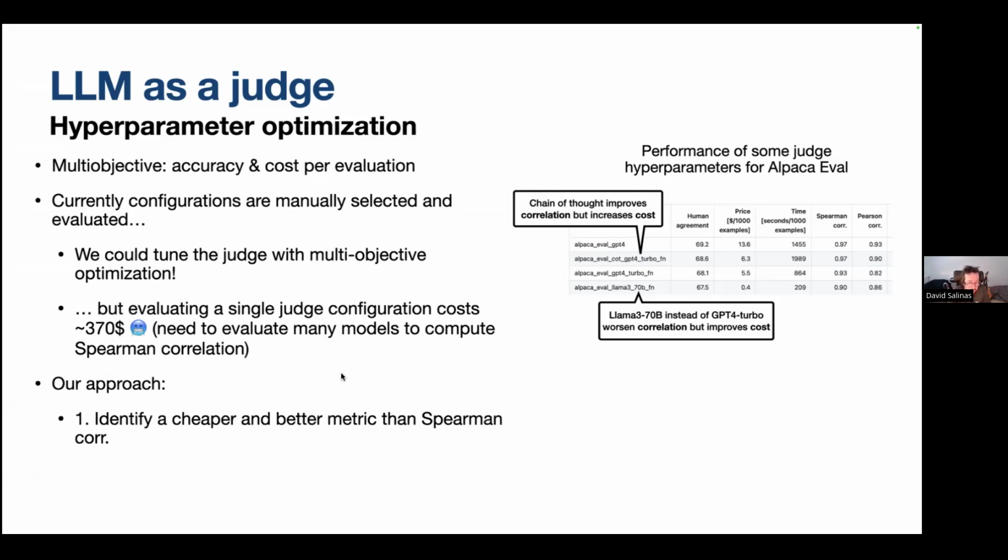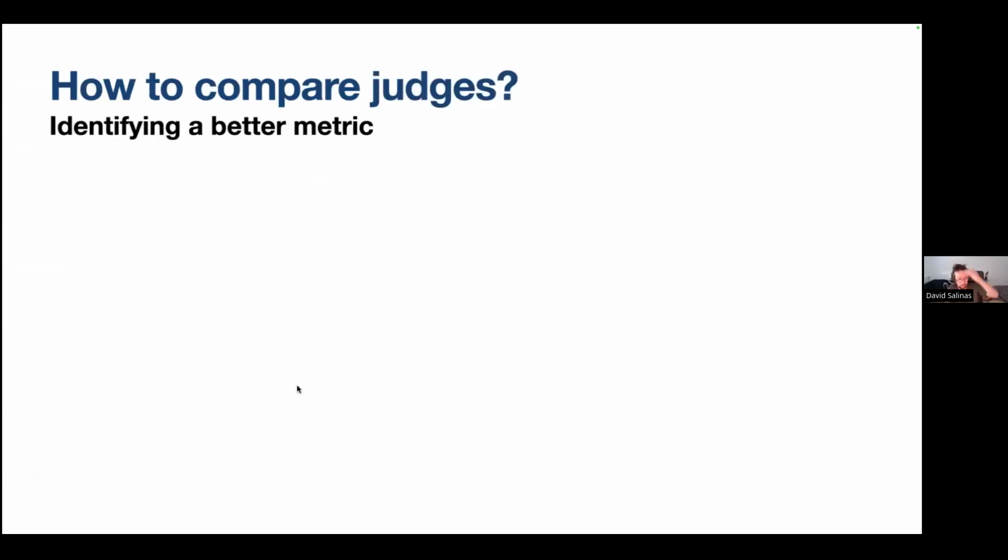So what we do is that we just identify a cheaper metric, and then we use an AutoML approach to just do better than random search. Okay, so the better metrics.